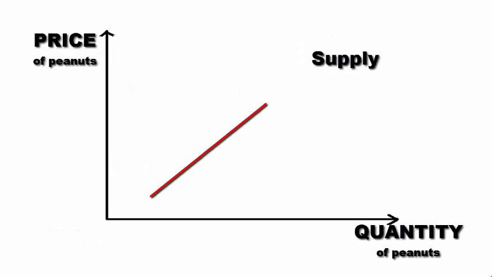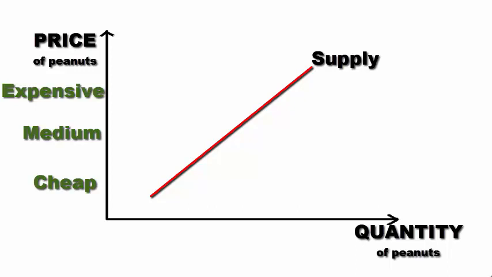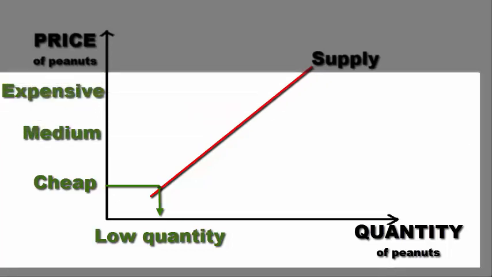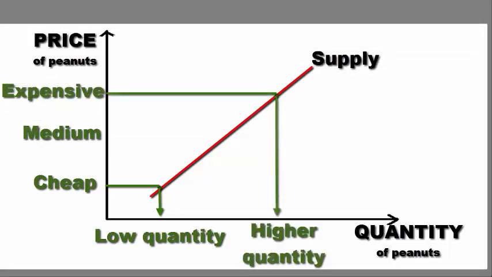This graph shows the supply for peanuts. Remember that this supply line shows us how many peanuts will be produced at all the possible prices. That's very important. This is all the possible prices, not just one price. So, if peanuts are cheap, farmers do not have much of an incentive to harvest, package, market, and sell. And if peanuts are selling for high prices, well, farmers want to produce more because they should be making more profit.